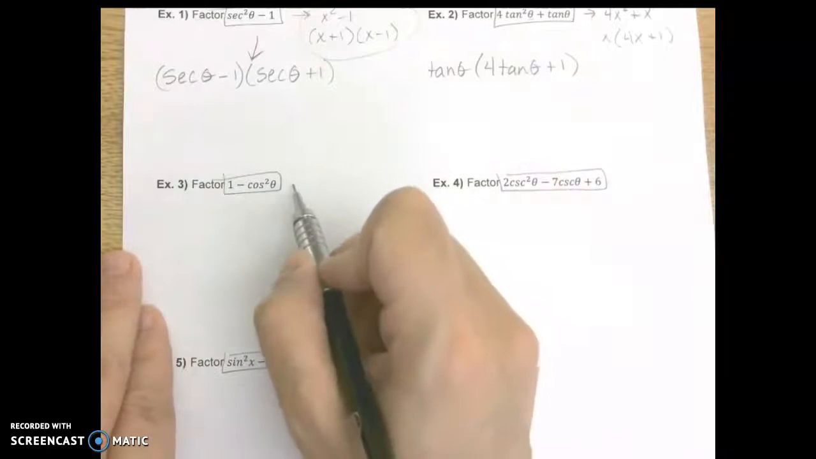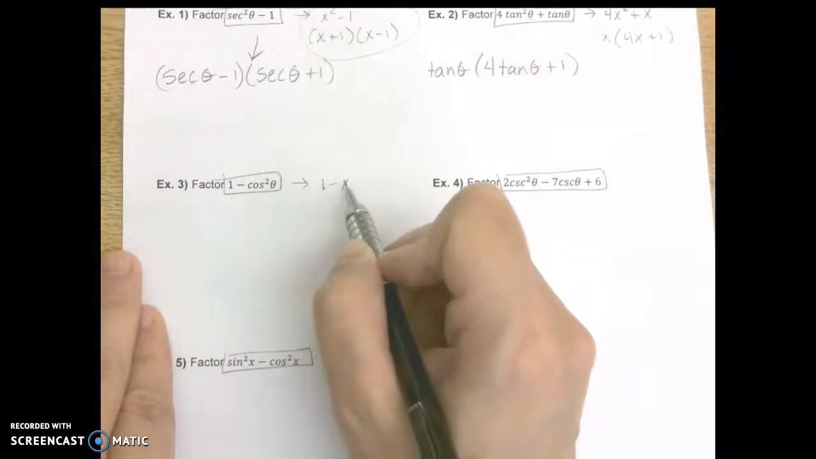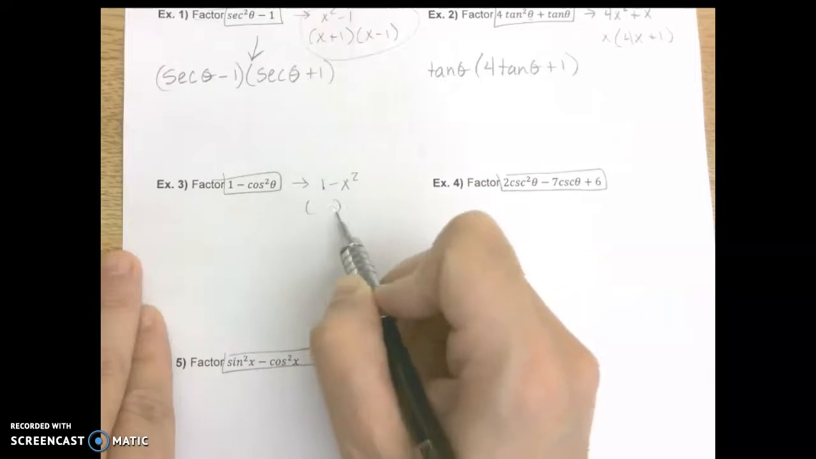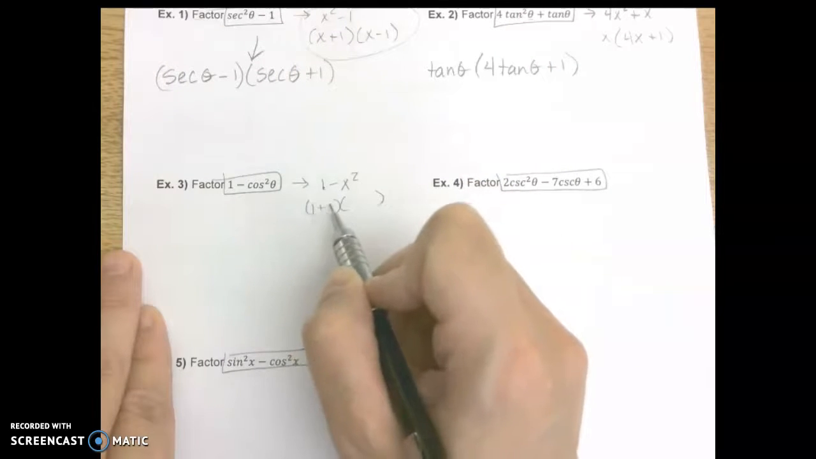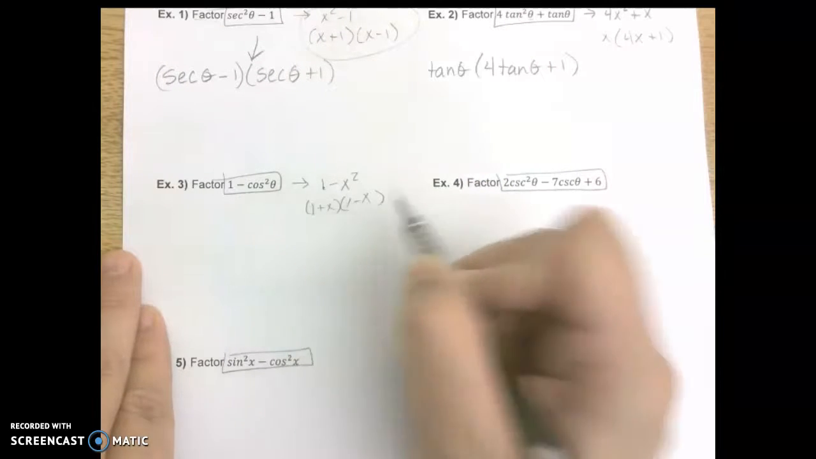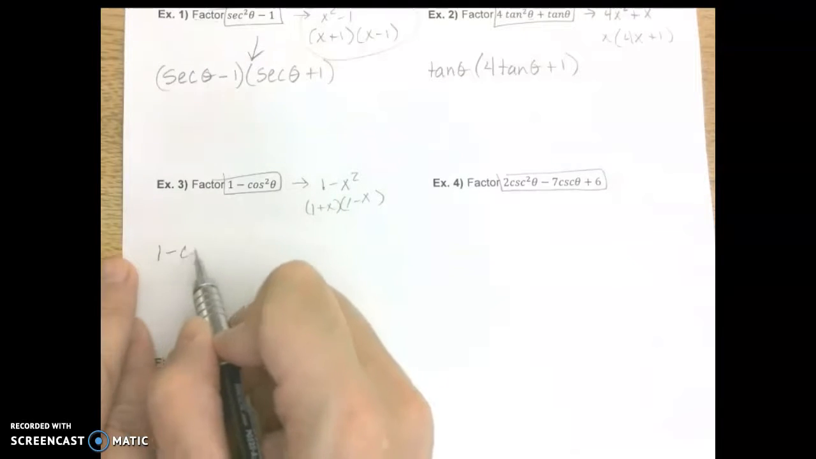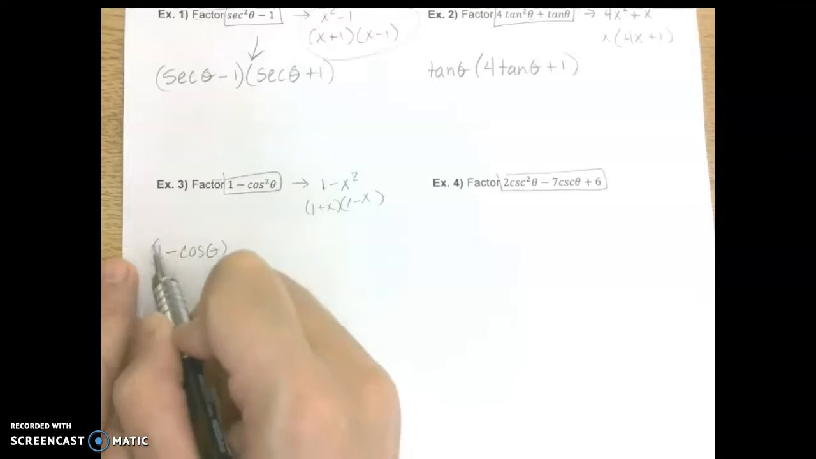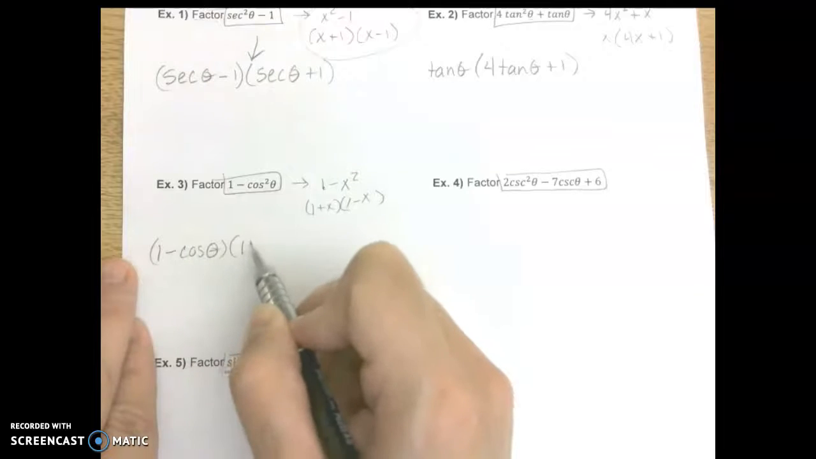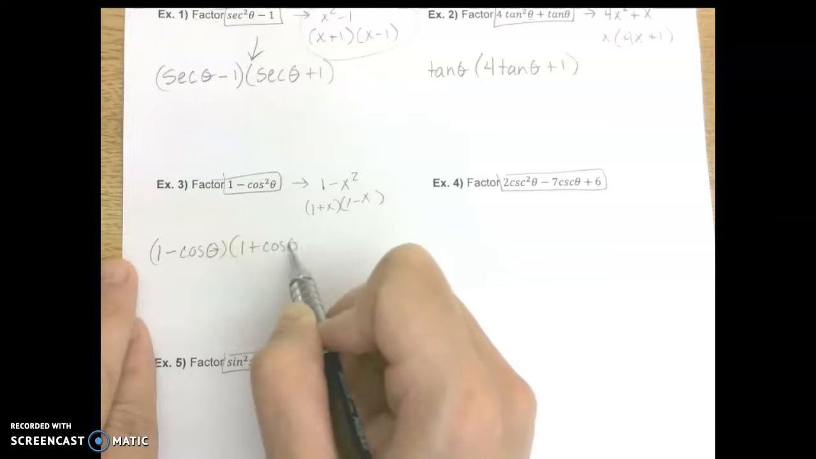The next one is a lot like 1 minus x squared, which again is the difference of two squares, 1 plus x, 1 minus x. So I use that same principle here, 1 minus cosine of theta, 1 plus cosine of theta.